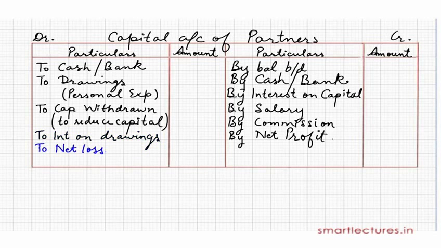To net loss, if there is any loss in the firm, this loss will be borne by the partners and it will reduce the capital. So net loss is always shown on the debit side of the capital account.